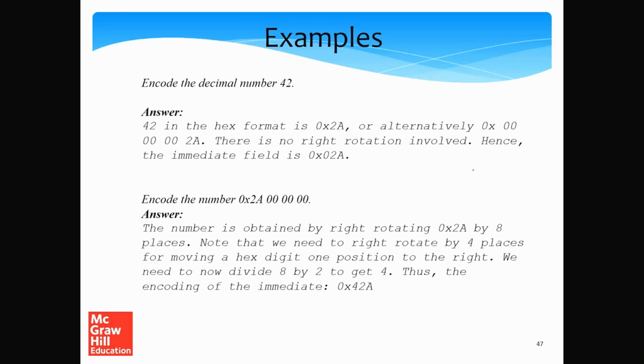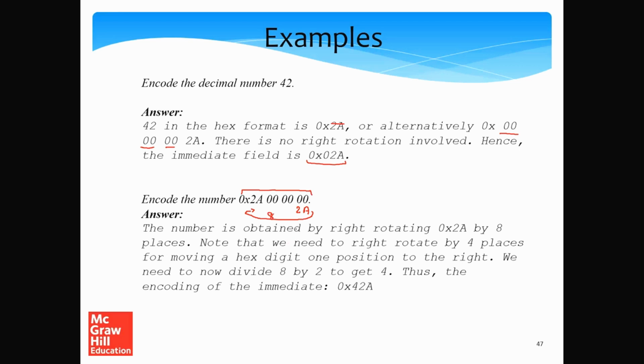Encode the decimal number, let's say 42. So 42 in the hex format is 0x2a, 2 times 16 plus 10. Or alternatively, if I want to make it a 32-bit quantity, we can put 3 bytes before it, all zeros. Since there is no right rotation involved, the immediate field is 0x02a. Now let's encode the number 0x2a000. The number is obtained by right rotating 0x2a by 8 positions.